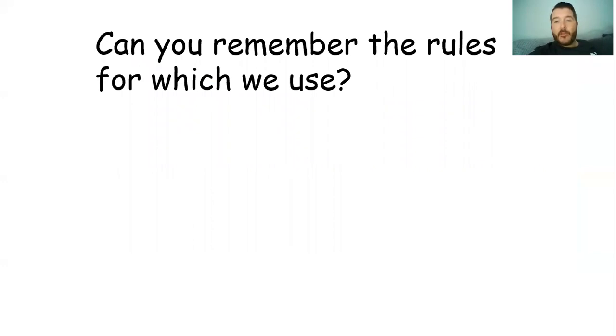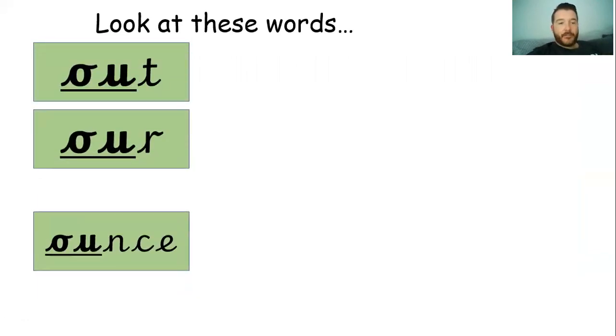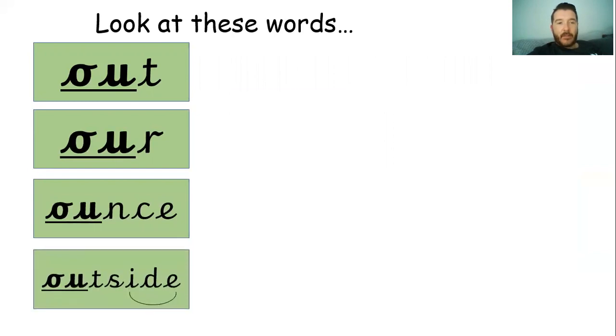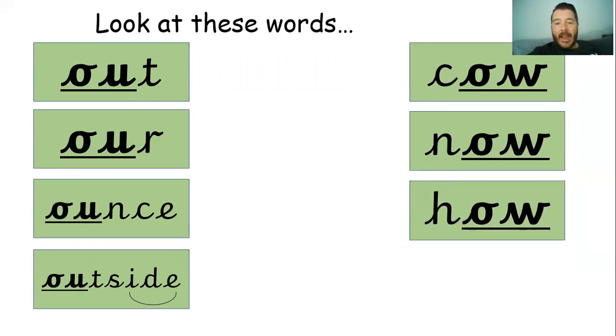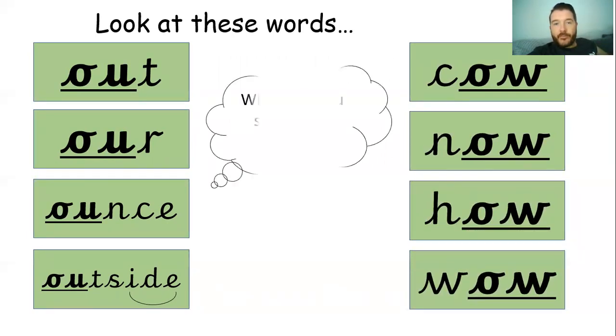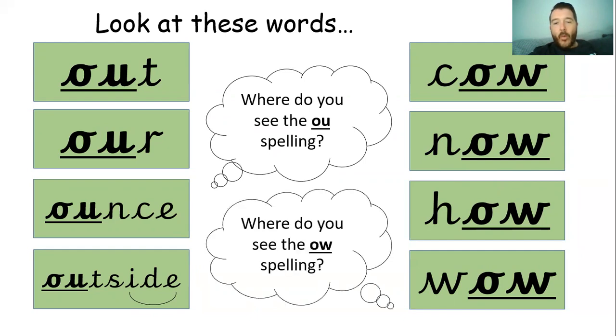Now, can you remember the rules for which ow sound we use? Look at the words. So we've got here: out, hour, ounce, outside, cow, now, how, and wow. Where do you see the O-U ow spelling in those words? It's normally at the beginning, isn't it? Now, the O-U ow isn't always at the beginning, but it normally is. Where do you see the O-W ow spelling? Mostly at the end of those words, isn't it?